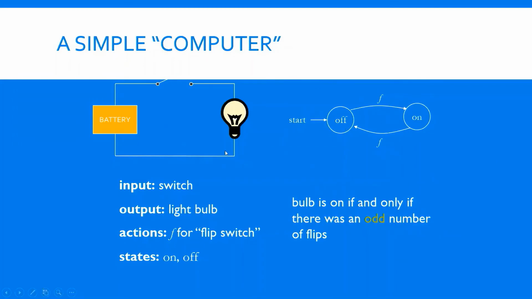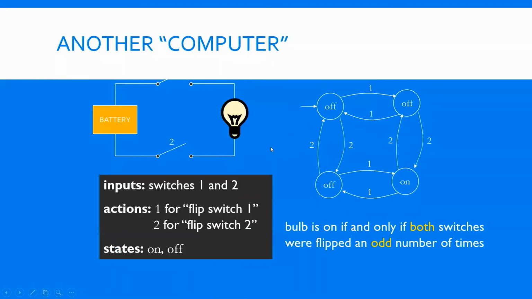This is the simulation portion of our course. This is the same, but another 2 switches are there. Action is 1 for flip switch 1, 2 for flip switch 2. So 2 switches are there. This is switch number 1, switch number 2. If you are in the off state, the first switch is on, you connect it. Second switch also you connect it.